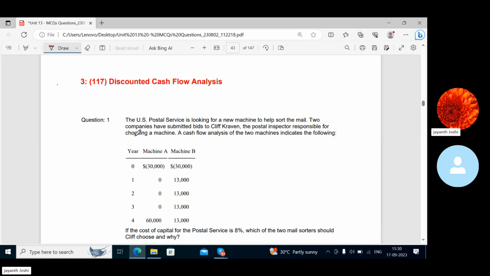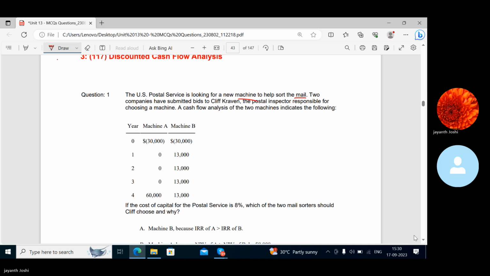Okay, so the first question in front of you is, the U.S. Postal Service is looking for a new machine to help sort the mail. So the machine will sort the mails, separate or arrange. Two companies have submitted bids to Cliff Craven, the postal inspector responsible for choosing, right? He's the inspector who is responsible for picking a machine.